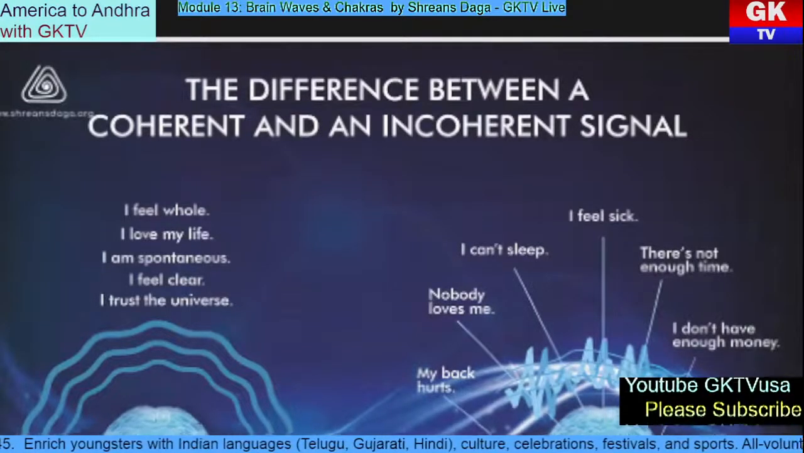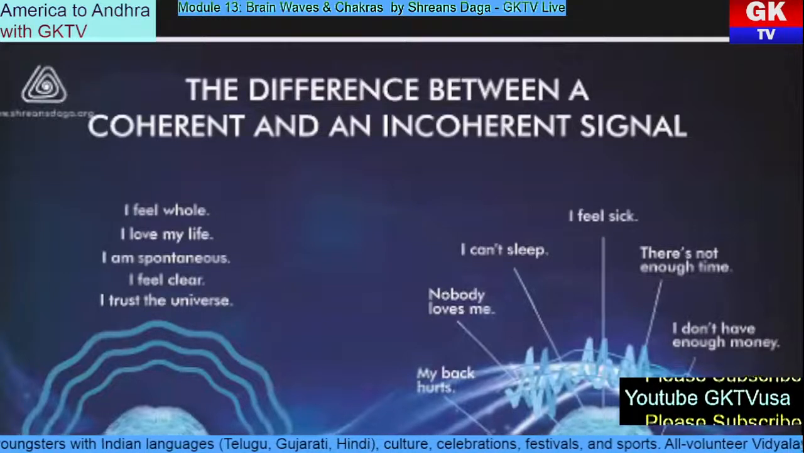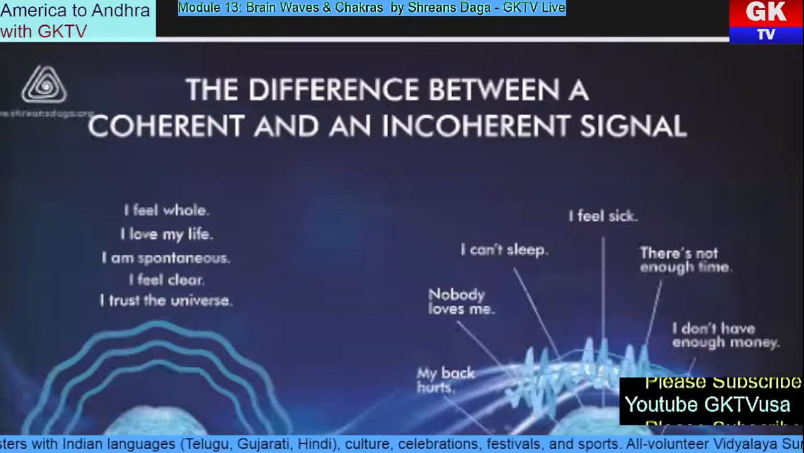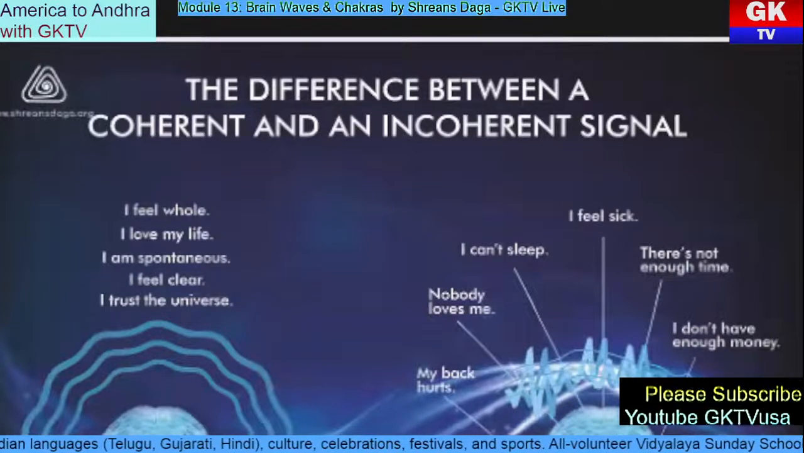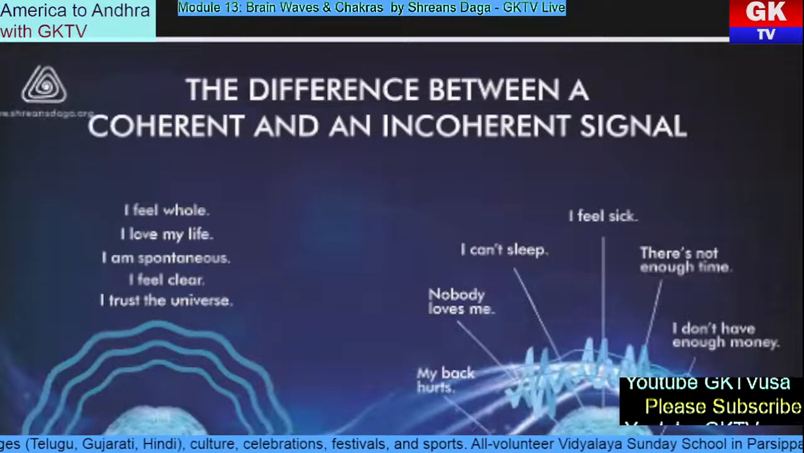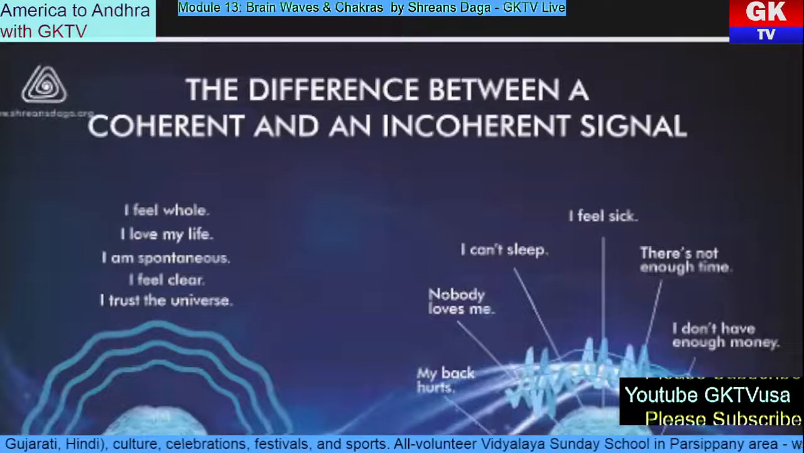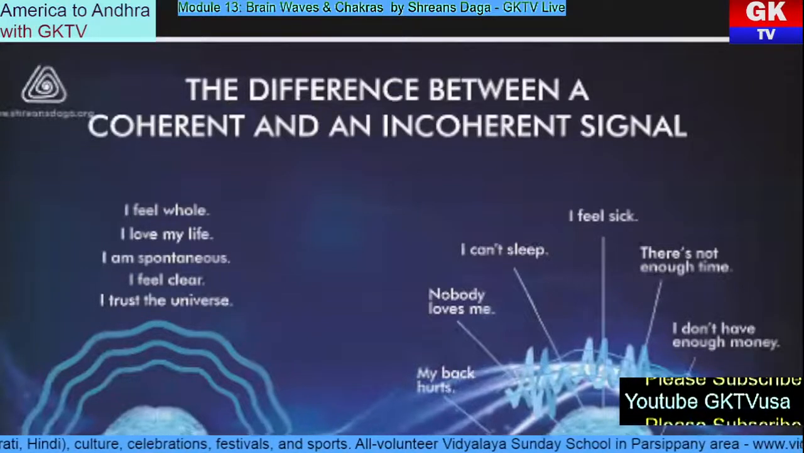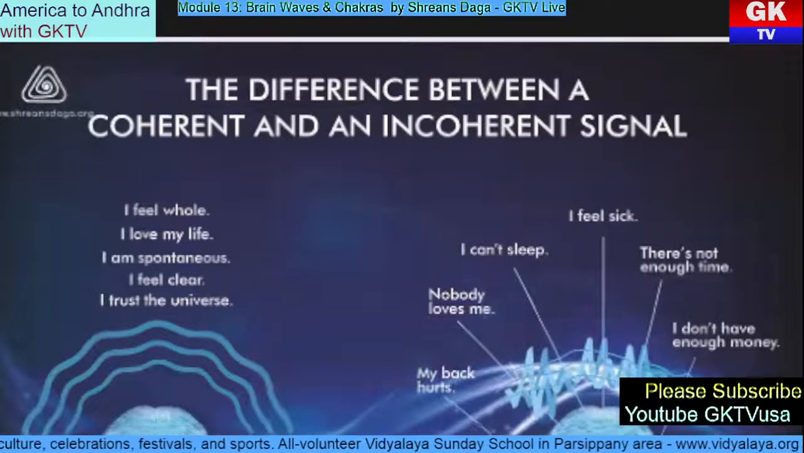You automatically get negative thoughts. You feel sick. You feel that I do not have enough time. I do not have enough money. I cannot sleep properly. Nobody loves me. My back hurts. You get all these kinds of negative thoughts and you don't even realize it. You don't want those thoughts, but because your brain waves are incoherent, you're experiencing stress in your brain.